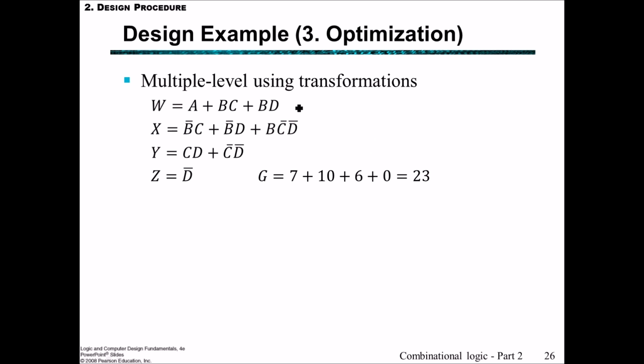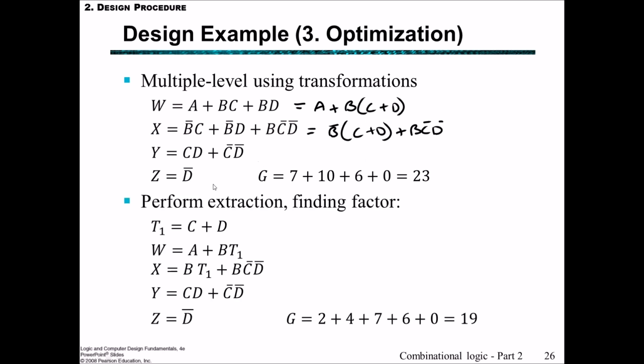So let's say this is also equal to A plus B outside of C or D. And this is equal to not B outside of C or D plus B, C, D. So if we were to take out the C or D as a factor and call it T1, like in this way, then we can slightly simplify down to W, X, Y, and Z. Now we need to count the T1 as part of the gate count.